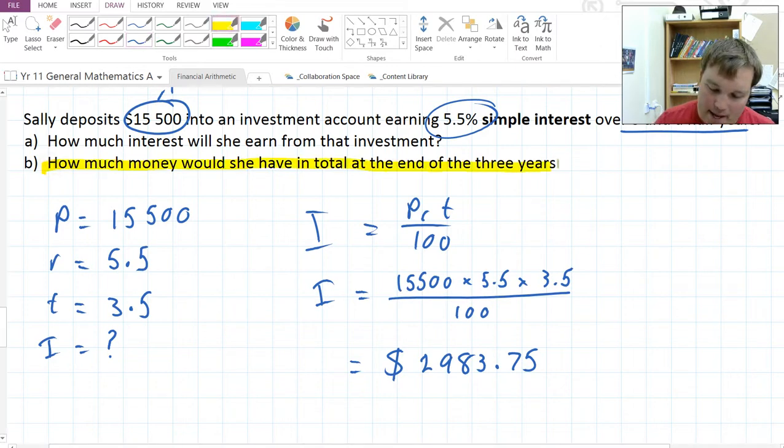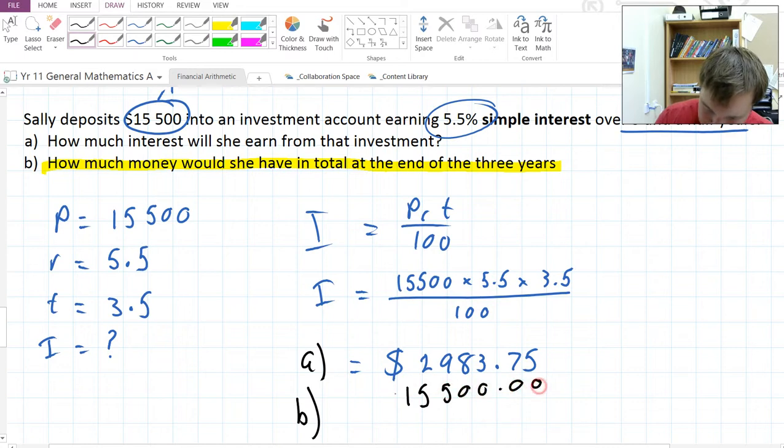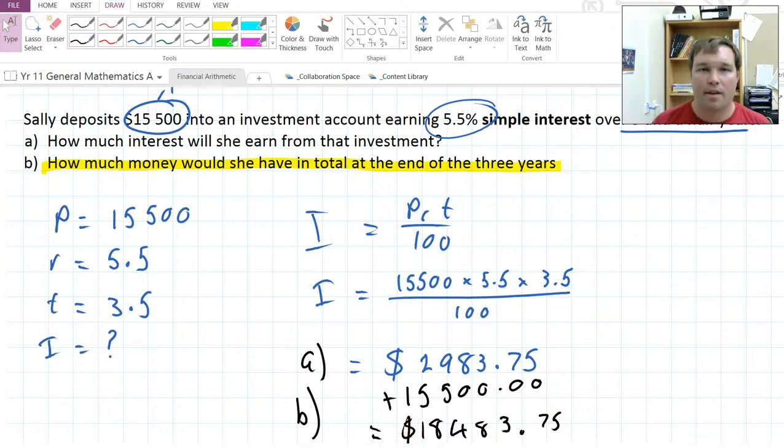So for part B, that's the answer to part A. The amount she has at the end of the year, remember, is the principal plus the interest it earned. So the principal is 15,500. Add on to the interest she earned before. What we're really doing here is A equals P plus I. And that will equal to 18,483.75. Alright, that's A and B.